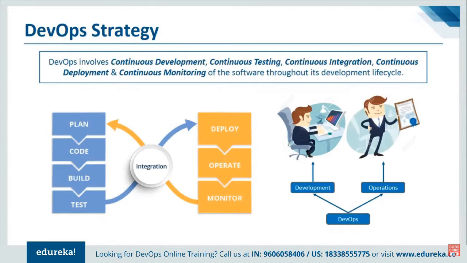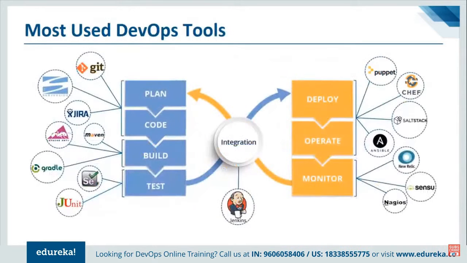So now that we've spoken about the DevOps strategy and what the DevOps engineers are expected to do, let me go to the next slide and talk about some of the most popular and used DevOps tools. These are the most used tools in the market, and we have different categories. The same plan, code, build, test, integration, deploy, operate, and monitor are divided over various phases.